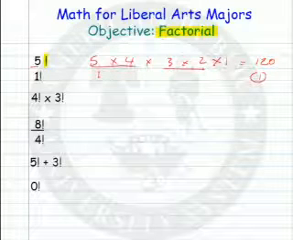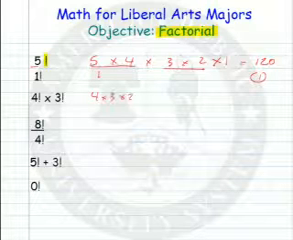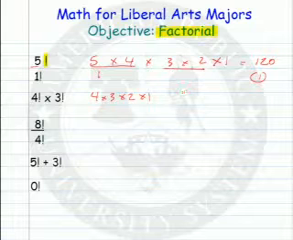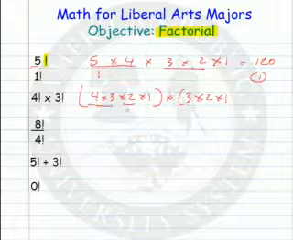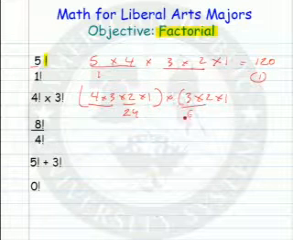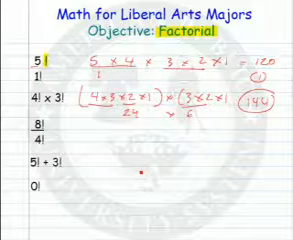4 factorial times 3 factorial. Now you might think this is 12 factorial, but let's see what happens. 4 factorial is 4 times 3 times 2 times 1. You want to multiply that times 3 factorial, which is 3 times 2 times 1. 4 times 3 is 12, times 2 is 24. 3 times 2 is 6. 6 times 24 is 144. Well, that is not what 12 factorial would be, so be careful with that.